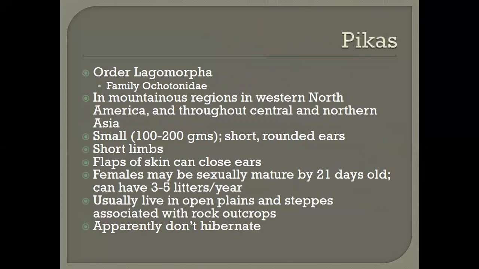The pika are our next group. They're found in mountainous regions in North America and throughout Central and Northern Asia. They're small with short rounded ears and short limbs. They can close their ears. Females sexually mature in about 3 weeks and can have 3 to 5 litters a year. This is not going to be uncommon in some of our mammal groups. They sexually mature very quickly and can have multiple litters every year. They live in open plains, but they are associated with rock outcroppings, and they will hop in the rocks. We don't believe that they hibernate.